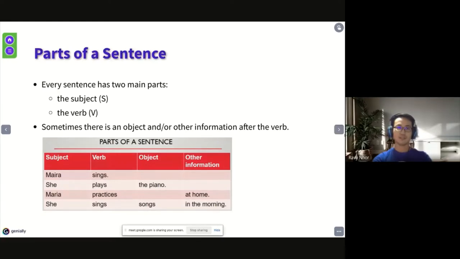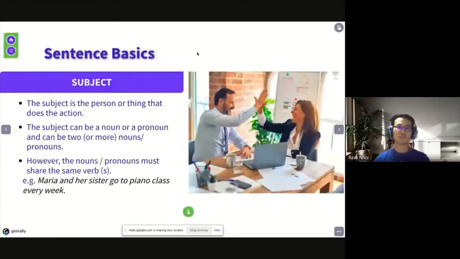We're going to learn briefly about the subjects. The subject is a person or thing that does the action. The one who does the action, we call the subject. It can be a noun and it can be a pronoun, or it can be two or more nouns or pronouns. A single noun or pronoun is a singular subject, and if the subject is two nouns or two pronouns or more, then the subject is plural.